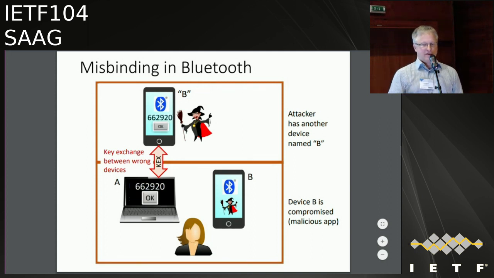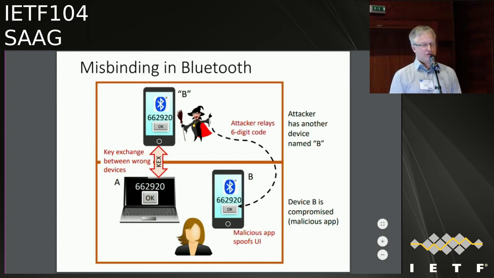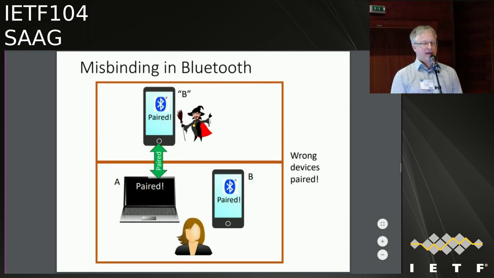And the two devices show the 6-digit code. And how is the user now going to assess? Is the user going to accept this? Well, the attacker can relay the 6-digit code to the compromised UI and show it to the user. And the user thinks everything is okay, accepts this, and we have the wrong devices paired.